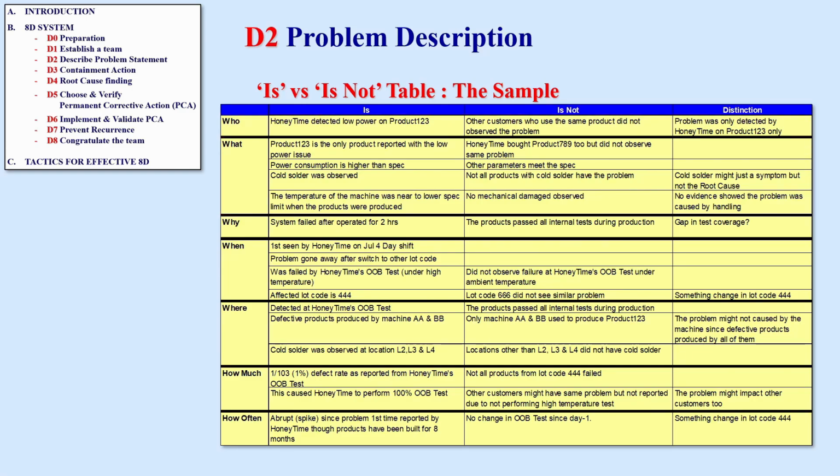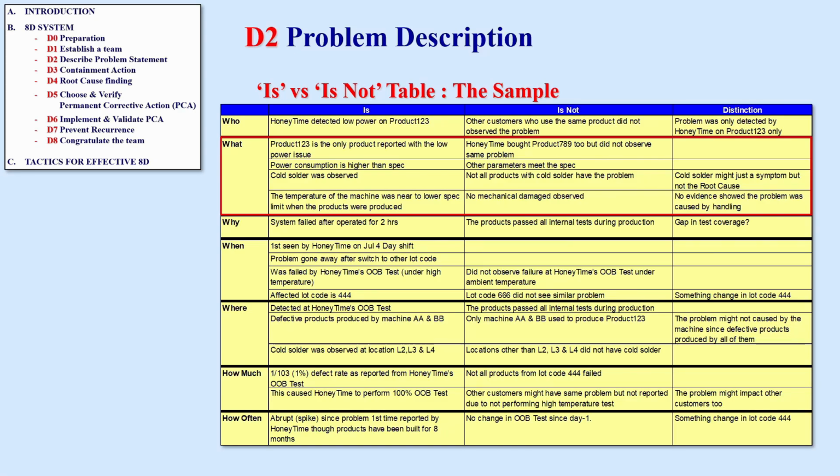First what? Let's focus on which product. Product 123 is the only product reported with the low power issue. Honeytime bought product 789 too but did not observe the same problem. Second what? Related to spec. Power consumption is higher than spec, while other parameters meet the spec.